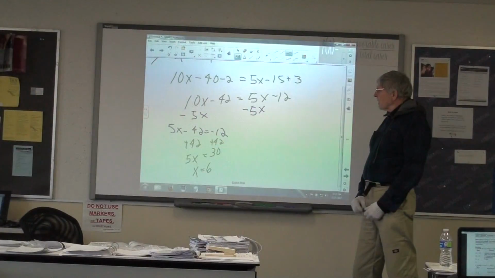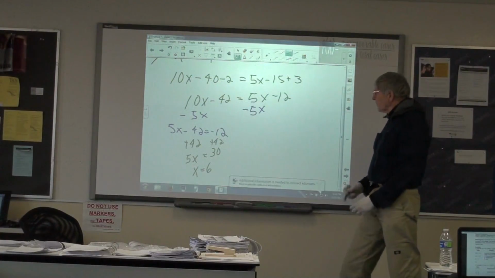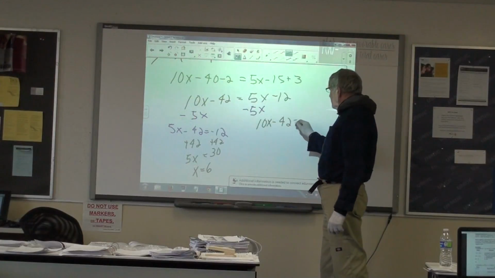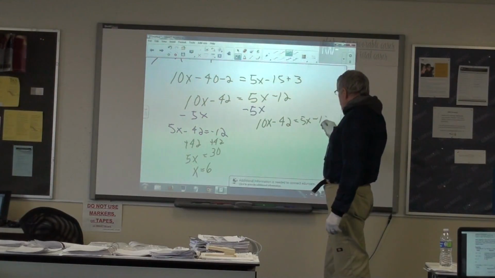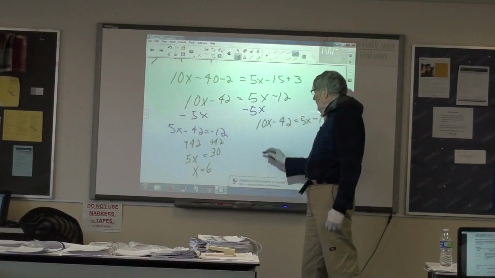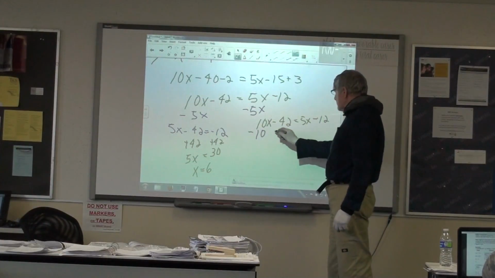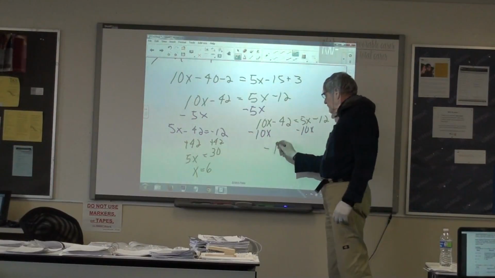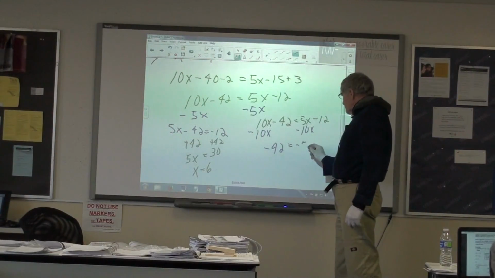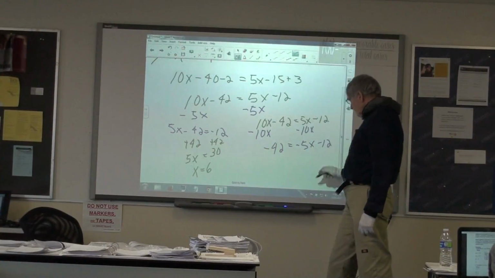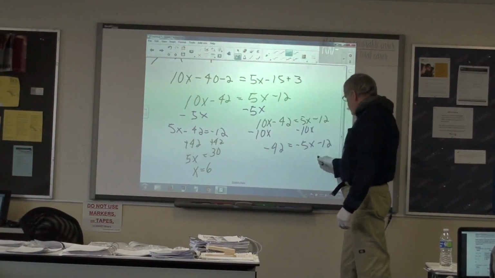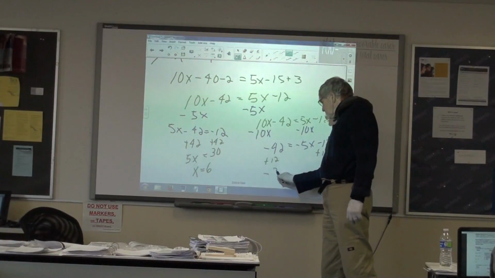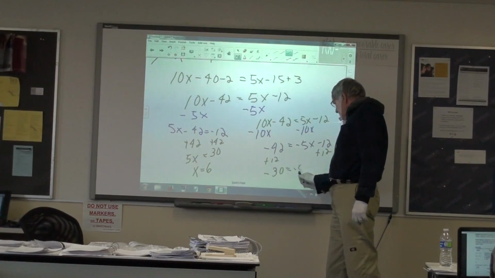Now suppose I was wrong. Suppose that we should have collected from the other side. We have 10x minus 42 equals 5x minus 12. But we want to collect the x's on the right-hand side. So we have a minus 10x and a minus 10x here. And we have a minus 42 is equal to minus 5x minus 12. So we add 12 to each side. And we get a minus 30 is equal to minus 5x.